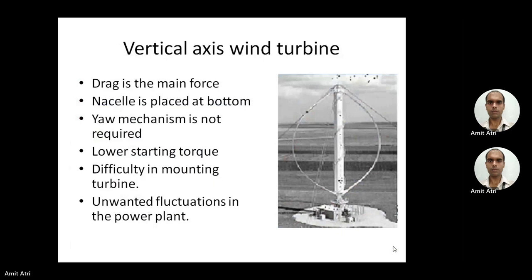Now the vertical axis wind turbine. Till now what we have studied is the horizontal axis, because the axis of the turbine is horizontal. Now in this case it is vertical. Here drag is the main force in this type of turbine. Another thing, the nacelle is placed at the bottom. Whatever power generating system was on the top in the horizontal axis wind turbine is here at the bottom. The yaw mechanism is not required; we don't need to rotate it as per the wind direction. Then lower starting torque, difficulty in mounting the turbine, and unwanted fluctuations in the power plant. These are some features of the vertical axis wind turbine.